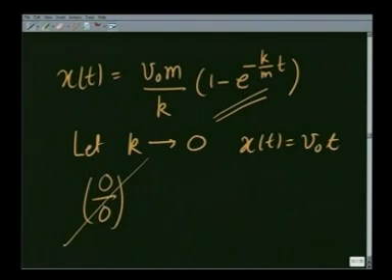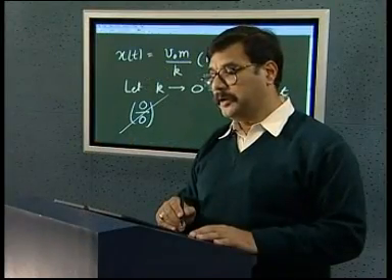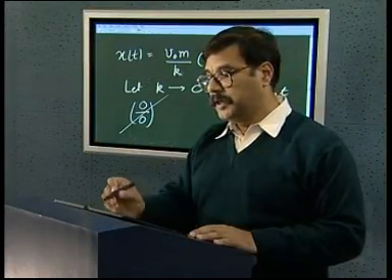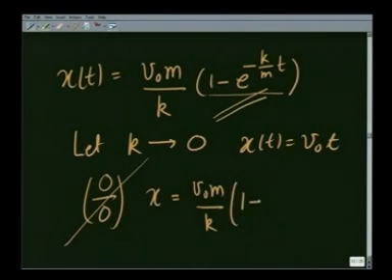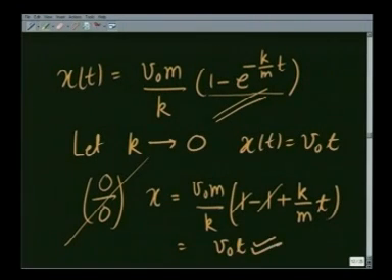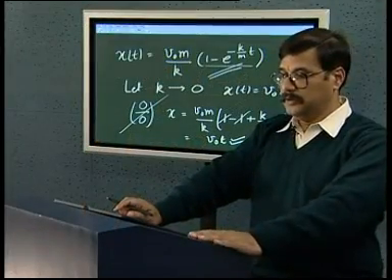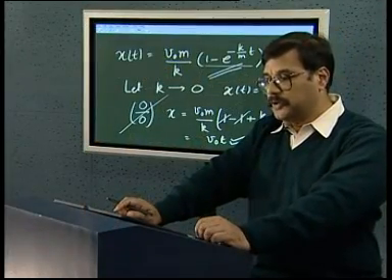Which is not correct. I have to be more careful and take the limit k going to 0, keeping terms up to order k in this expression, and see if I get the correct answer. If I do that, I find x is equal to v0 m over k times (1 minus 1 plus k over m t). This cancels and I get v0 t, which is correct. So this is one way, when you apply these forces, that you can check your answer.